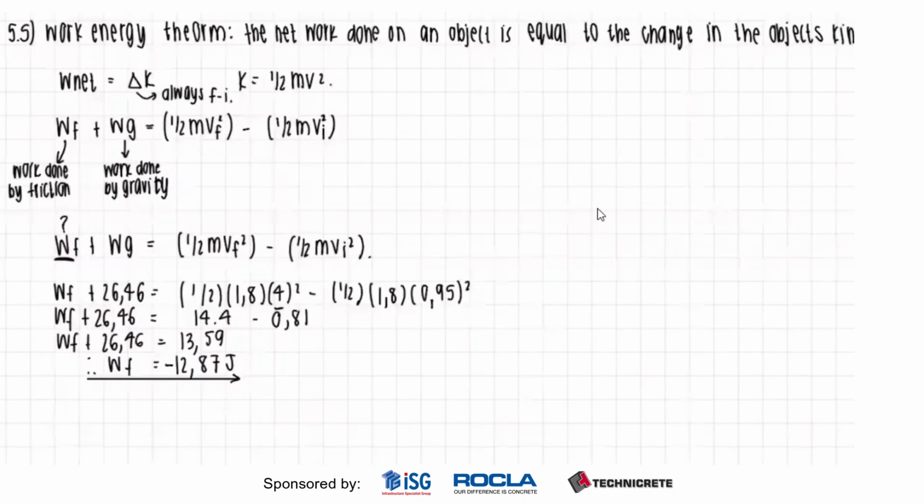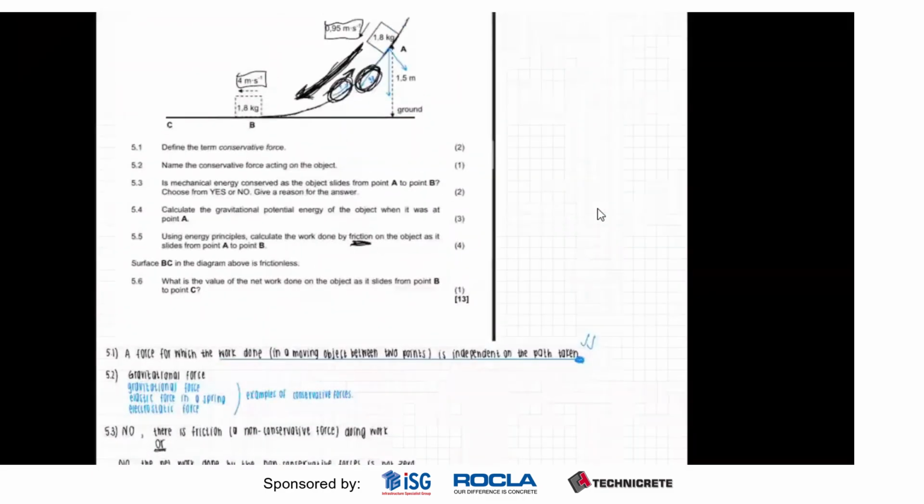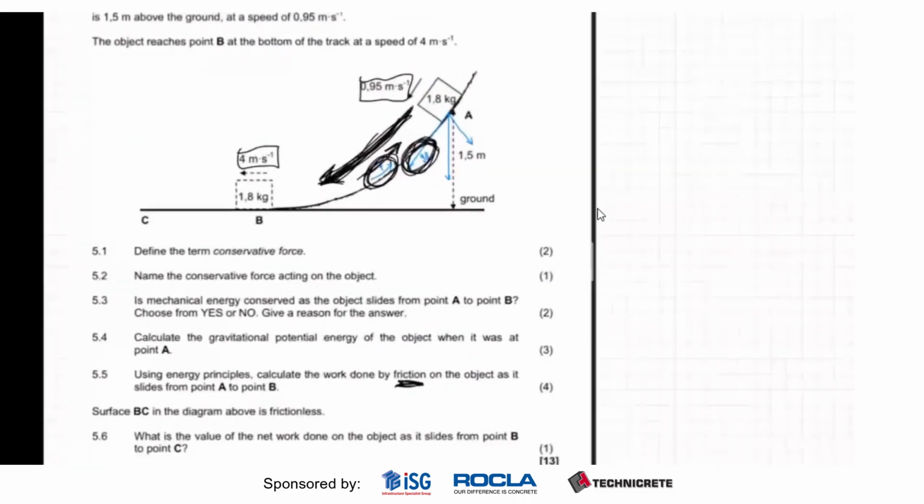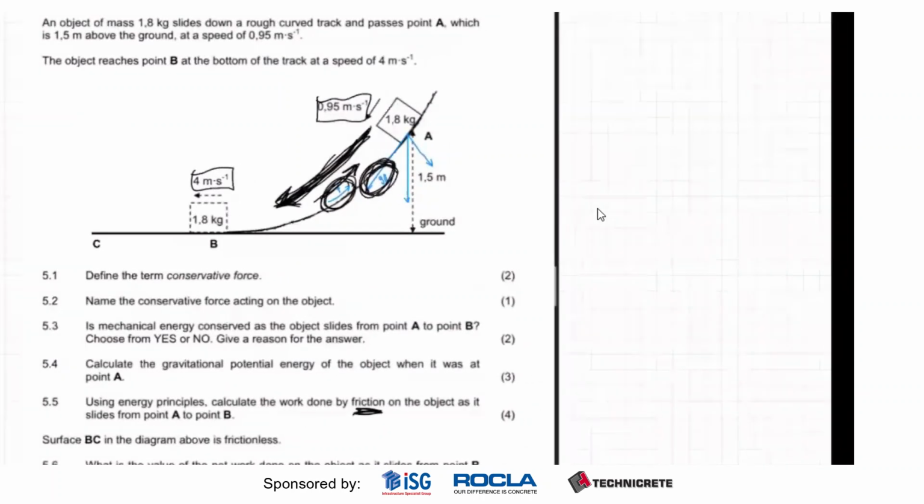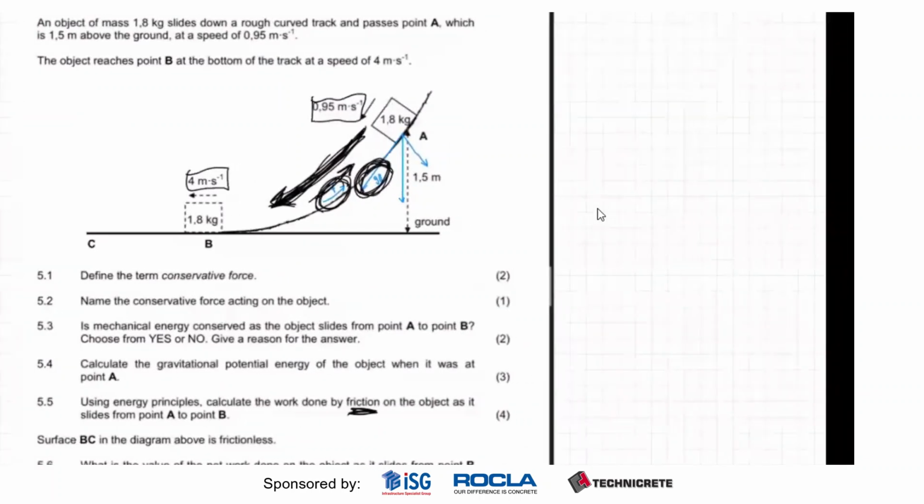Okay, and then the last question of question 5 says surface BC in the diagram above is frictionless. So there's no friction, so there's nothing acting up the slope here.